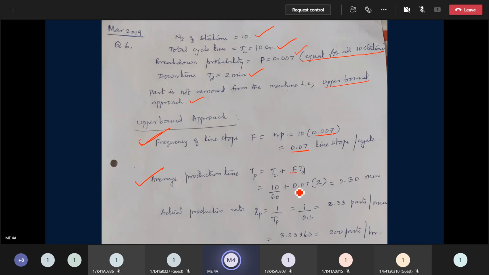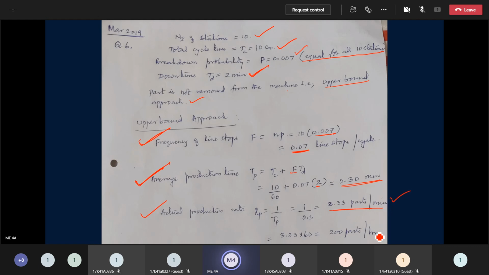Into F is 0.07 that we have calculated here. And the downtime in the problem itself he has given 2 minutes. So what is the actual production time? 0.3 minutes is the actual production time. Once you complete actual production time, actual production rate is the reciprocal of that. RP is equal to 1 by TP. That is 1 by 0.3, that equals 3.33 parts per minute. This is the actual production rate.